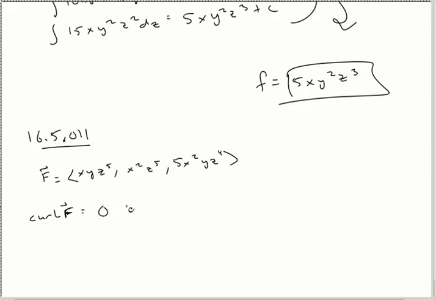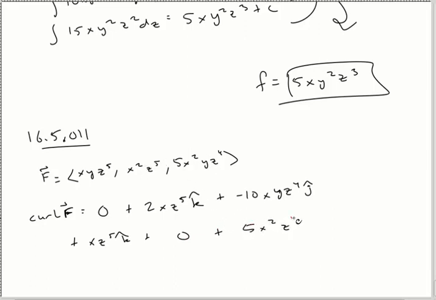So 0, always the first. This one in terms of x, the 2xz to the 5th, it's in k position. And then this one in terms of x would be now a negative 10xyz to the 4th, and that would be a j. Again, I put the minus in the front basically already. This one in terms of y, xz to the 5th, that's a k position, 0 in the middle. And then this one in terms of y, I get a 5x squared z to the 4th. That's going to be the i position.